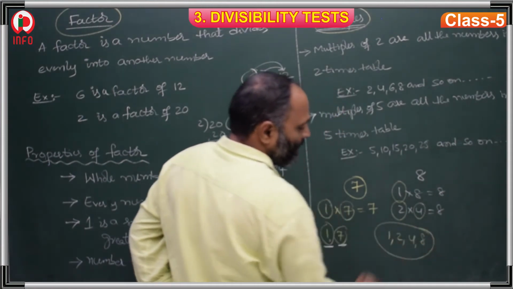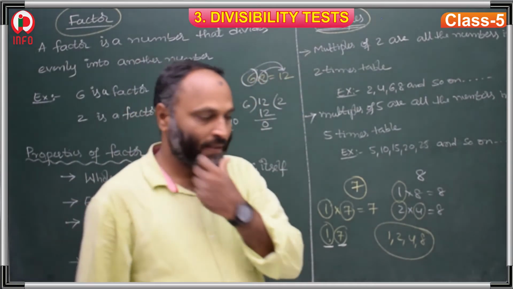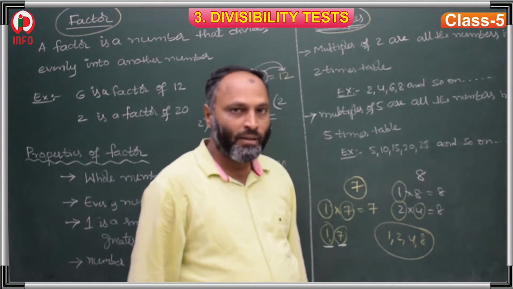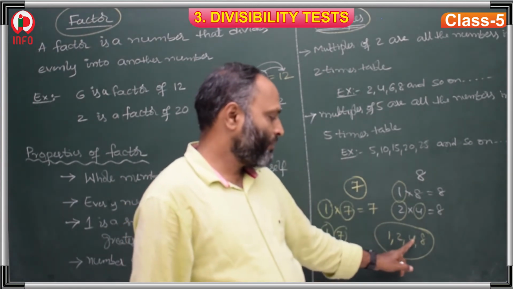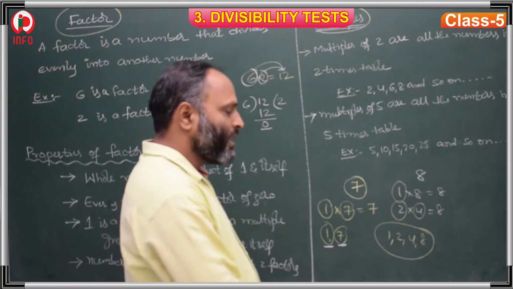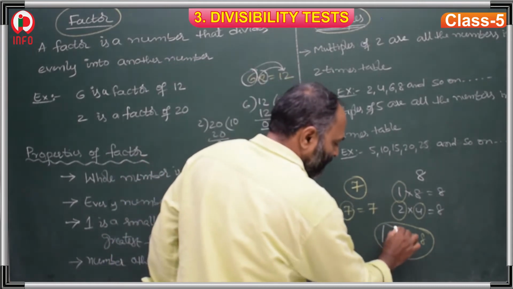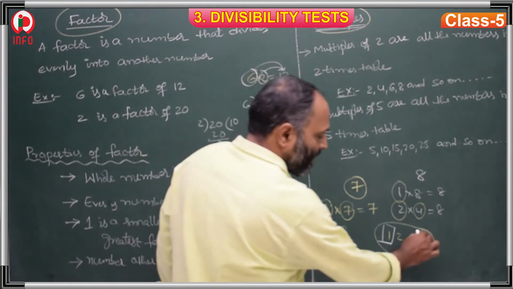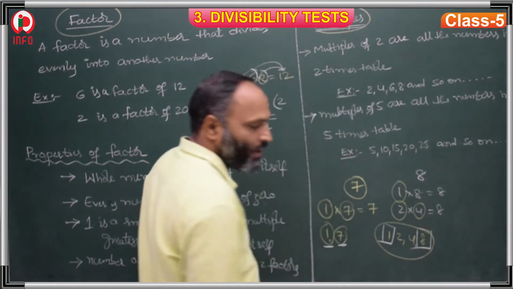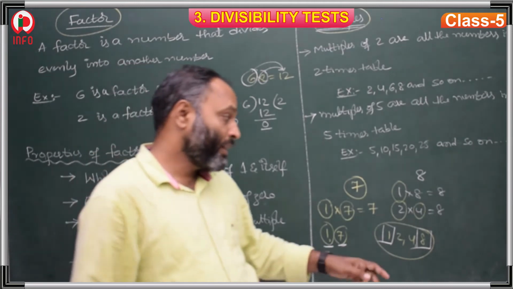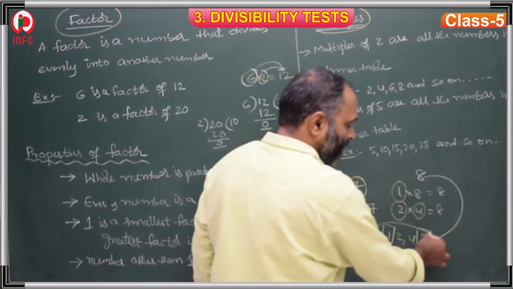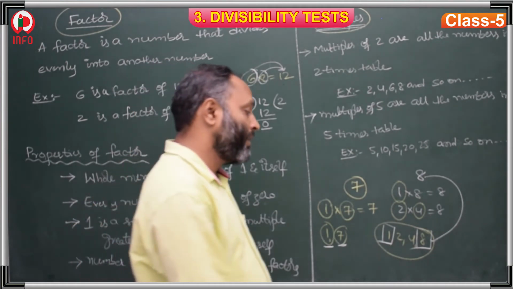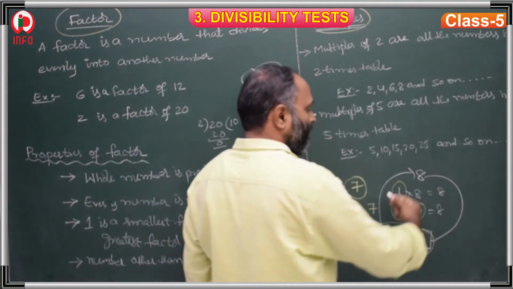If you see these 4 factors, these 4 are the factors of 8. The factors of 8 are 1, 2, 4, 8. In these 4 factors, 1 is the least factor, and the greatest factor is 8. The number itself is the greatest factor, and 1 is the smallest factor.